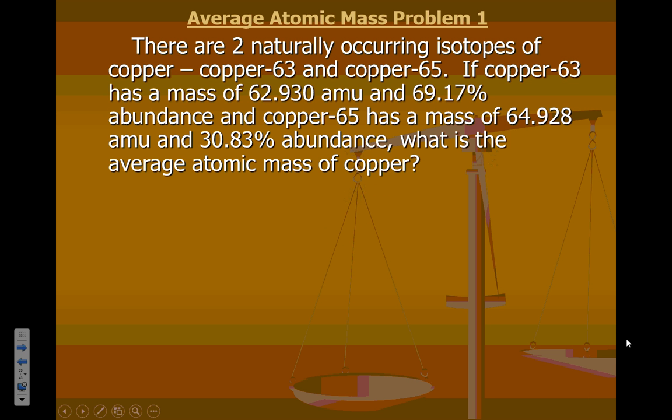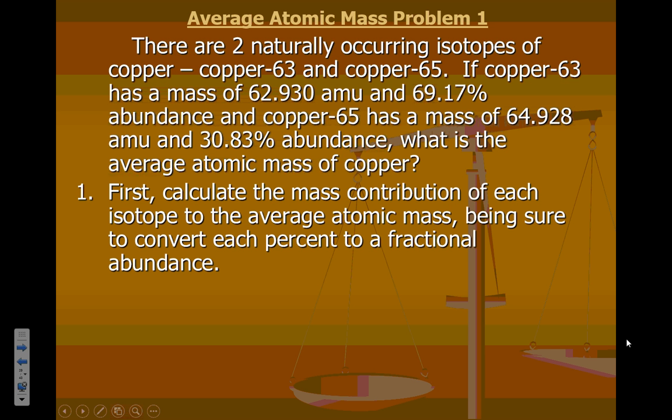So here's an actual problem. There are two naturally occurring isotopes of copper, copper-63 and copper-65. If copper-63 has a mass of 62.930 AMU and 69.17% abundance, and copper-65 has a mass of 64.928 AMU and a 30.83% abundance, what's the average atomic mass of copper?